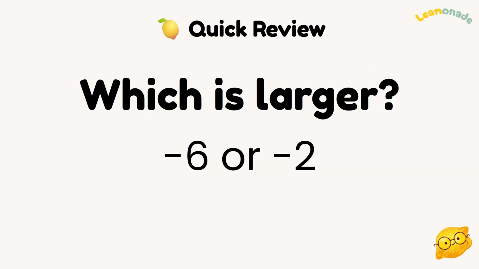Which integer is greater, negative 6 or negative 2? Take a few seconds to think about your answer. The answer is negative 2. Remember, numbers farther to the right on the number line are greater. Since negative 2 is to the right of negative 6, negative 2 is the greater integer. Great job if you got that right.